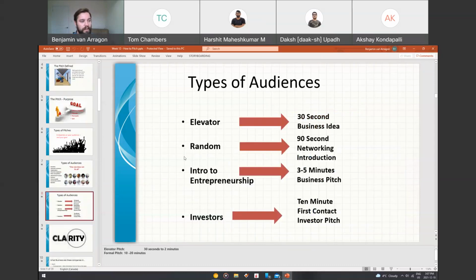All right, so depending on the audience and depending who you're talking to, that influences the amount of time that you are spending on your pitch. So, if you're in an elevator, obviously, or if it's just a random networking connection at some event, 30 to 90 seconds. If you're actually talking to investors at a formal pitch, you can be a little bit longer, down around the 10-minute mark.